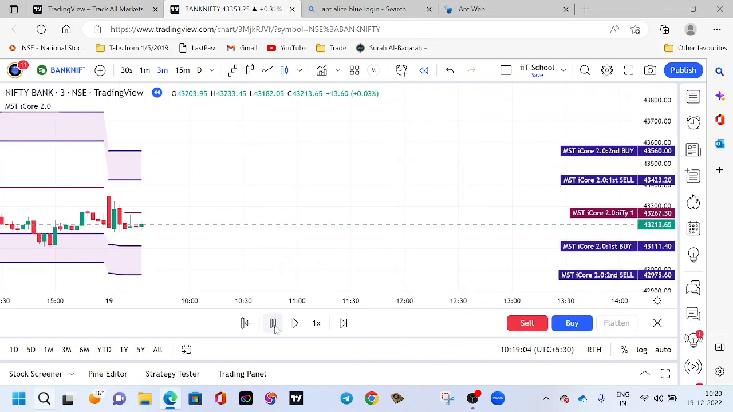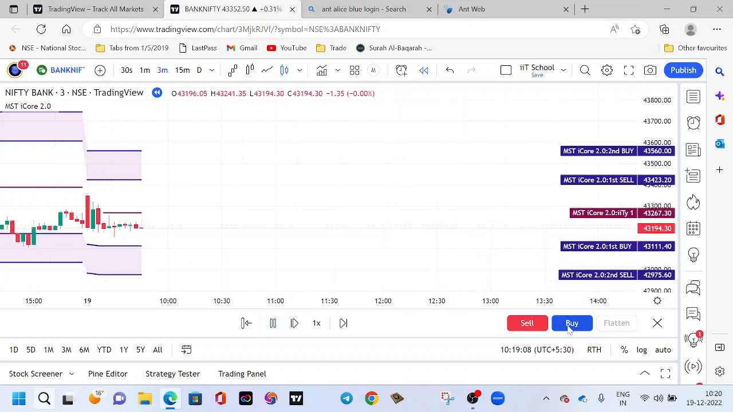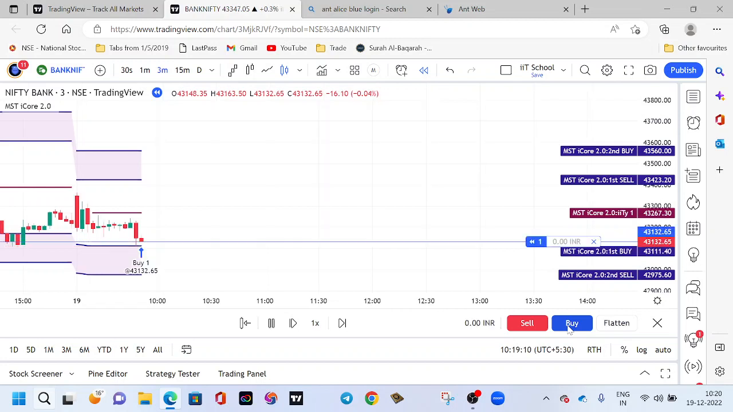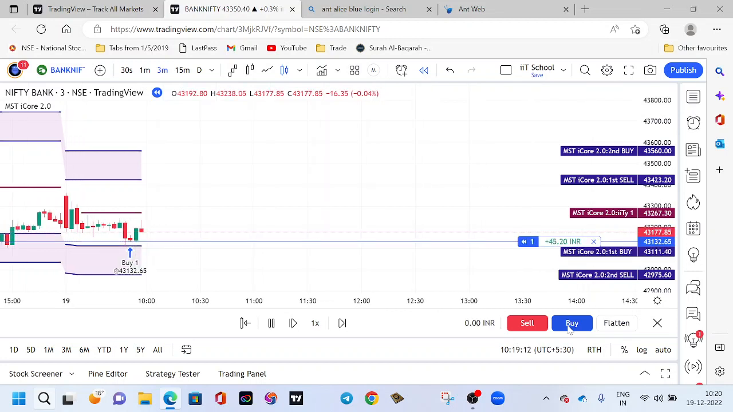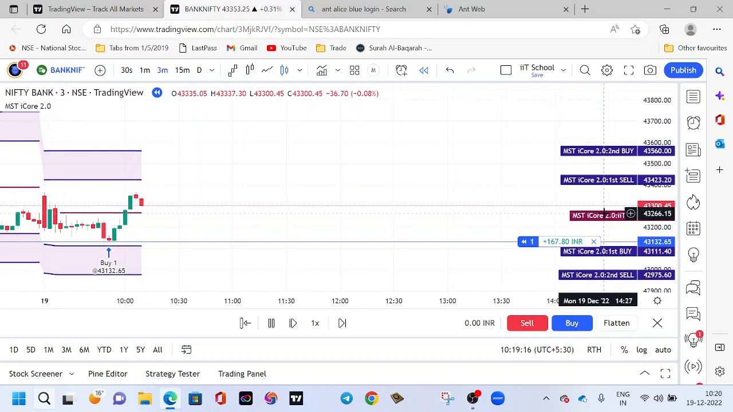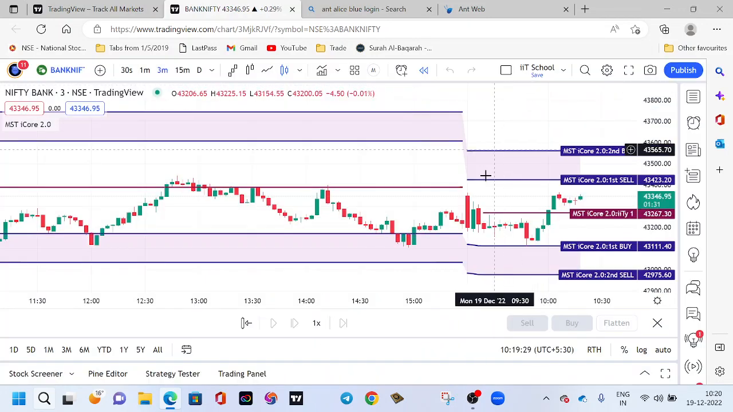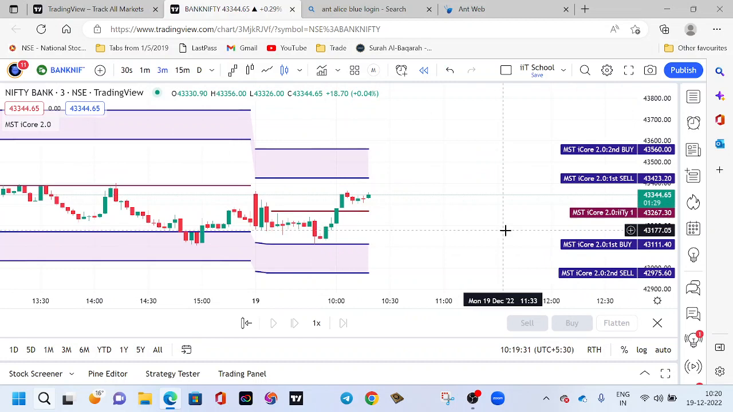Now let us see what happened. When the market came down to 43,000, now it got activated. Our entry got activated at 43,132. We got the profit of 167.80, percentage of success 100%. It is a new option that has been added in TradingView.